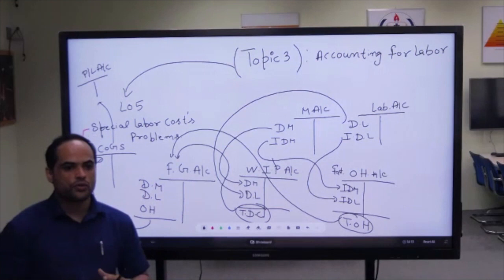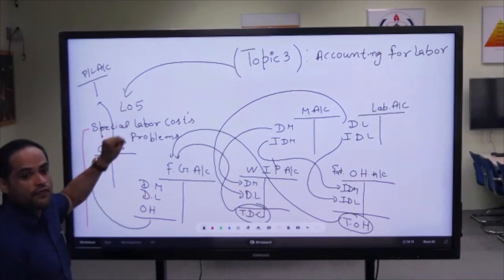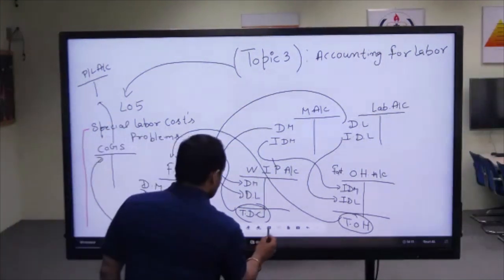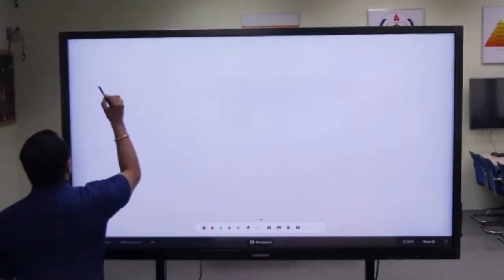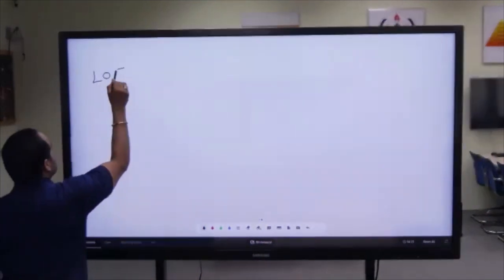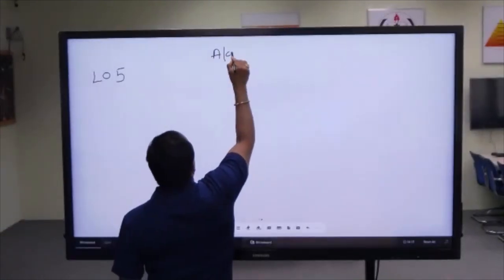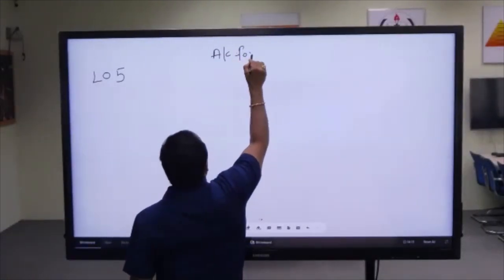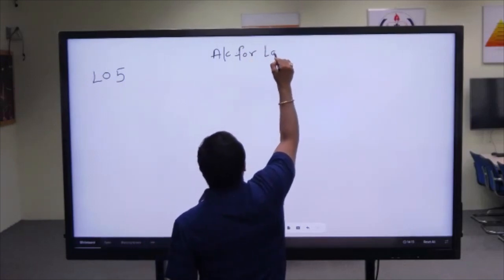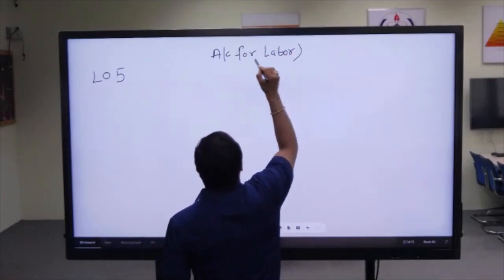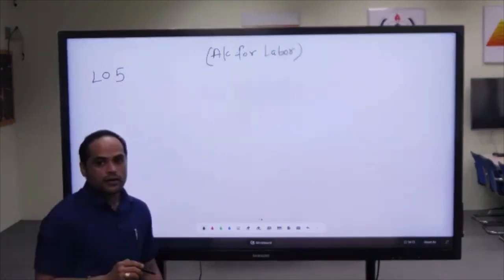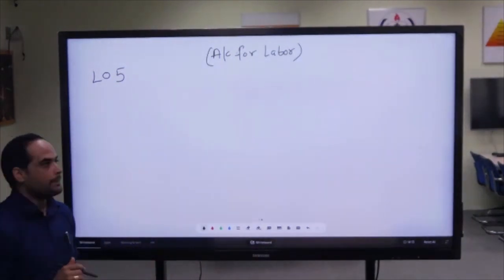Now we move on to learning outcome 5. Learning outcome 5. Accounting for labor. Right? Accounting for labor. Okay.